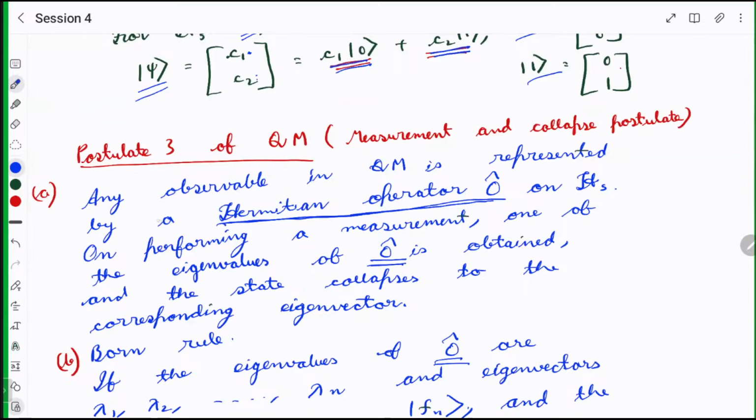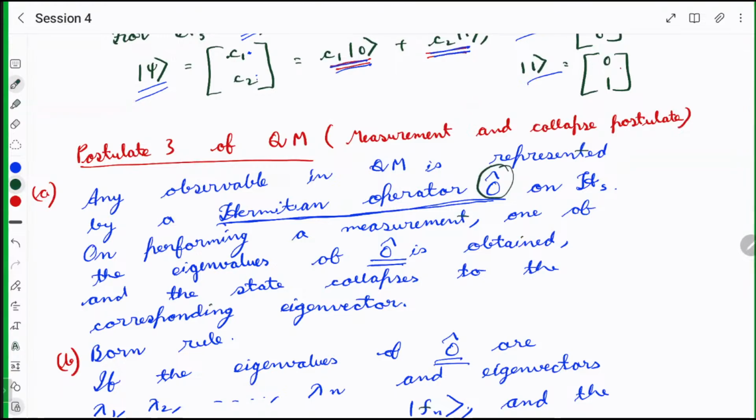And it said that if there is any observable, in the sense that anything that you can measure, then in quantum mechanics, you will have a Hermitian operator associated with it. So say the Hermitian operator is O hat here.